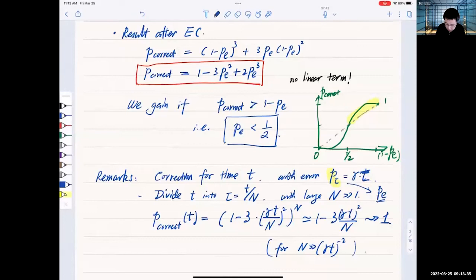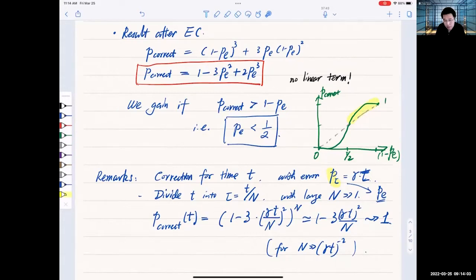Because n is large and p tau or PE is small, we can ignore the third order term and only keep the second order term. So we use this expression of p correct and plug in here. And since we divide the entire evolution into n sections, we need each section to correctly correct the error, and then repeat n times, that's why to the power n.